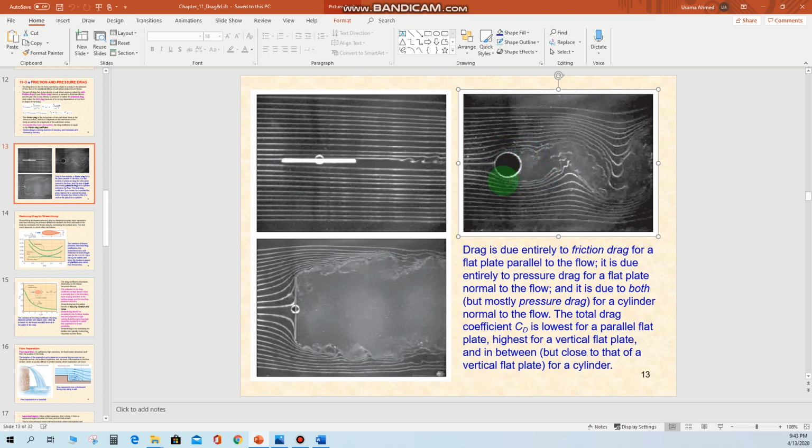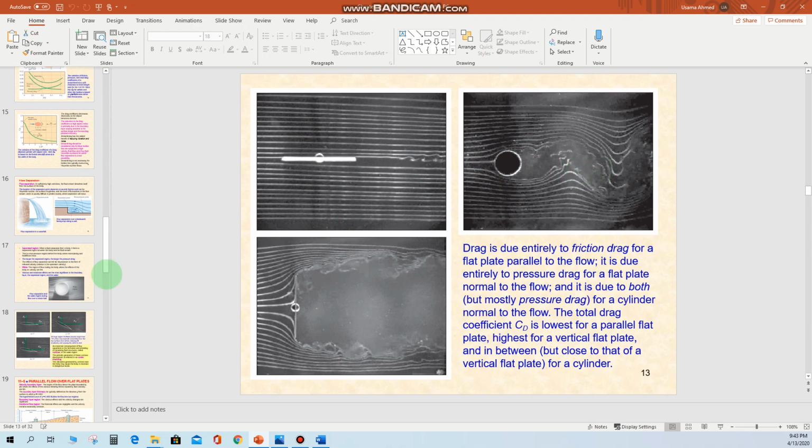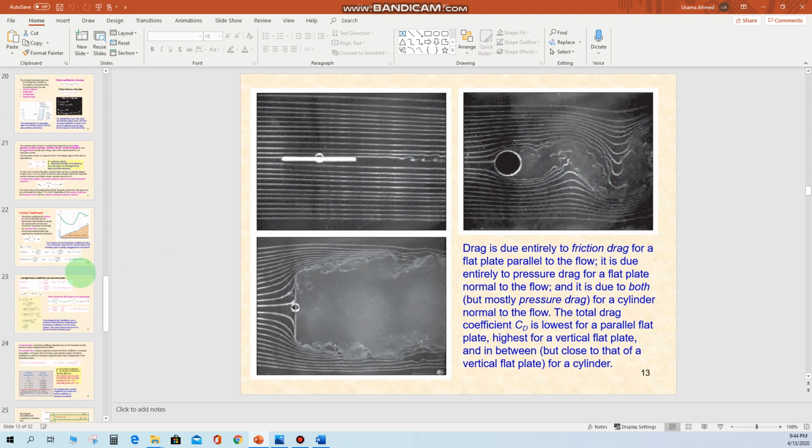Now for these kinds of objects, we can have a drag force due to friction drag, as more of the fluid comes into contact with the surface of this body, and also there will be a drag force due to pressure drag. So we have to consider both drag forces in these kinds of geometries, that is, for the sphere or for the cylinder.